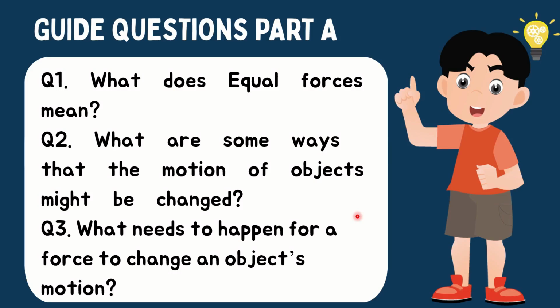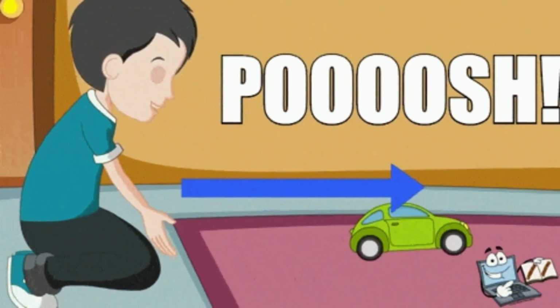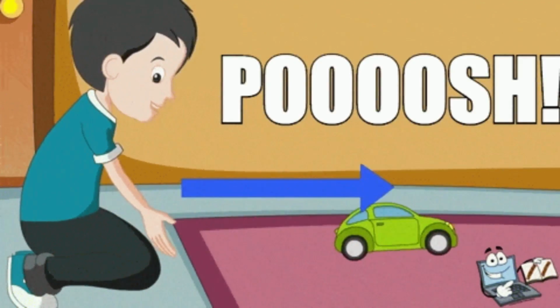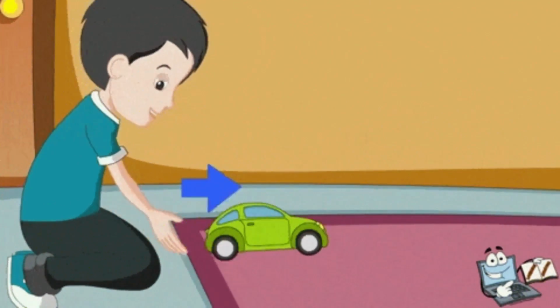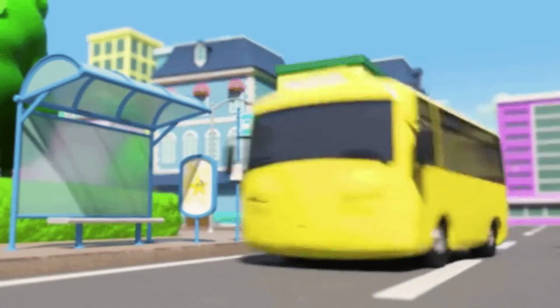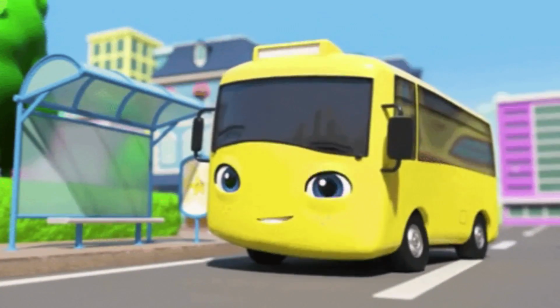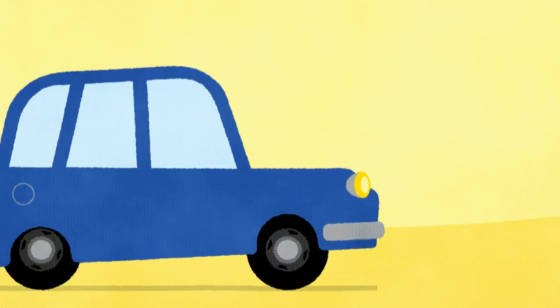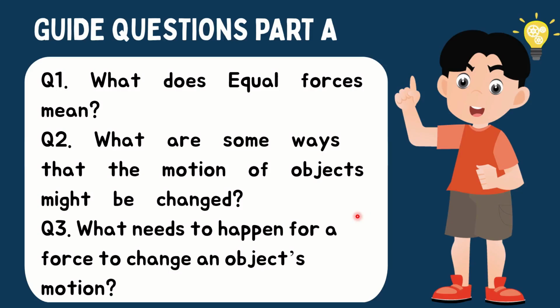Next, question number 3. What needs to happen for a force to change an object's motion? If an object is at rest, you need to apply force. That's right. You need to apply force to make it move. Or if the object is moving, you could apply force to make it slow down, go faster, or change direction. Did you get it correct, class?